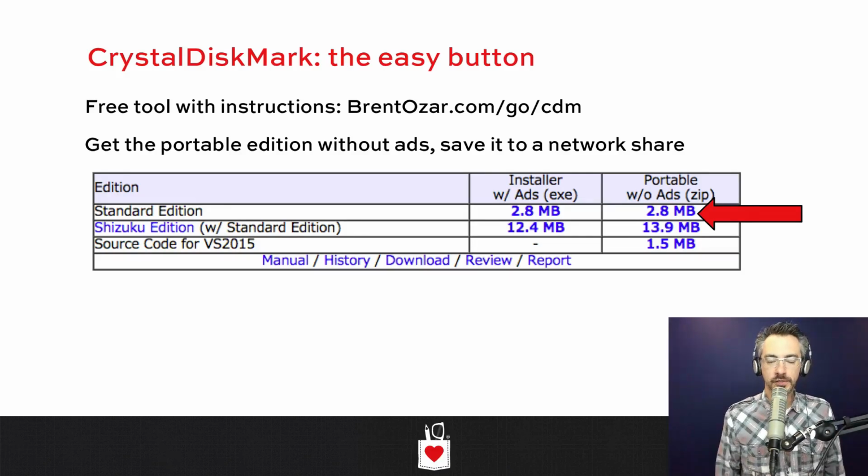If you Google for Crystal Disk Mark, it's going to take you to the download page. The download page looks a little different than what I've got on the screen here, but I keep this screenshot for a reason. Today, the Crystal Disk Mark, and you've got to be careful because there's also a Crystal Disk Info. You want Crystal Disk Mark. It has several different versions. You want the portable edition because it does not have ads.